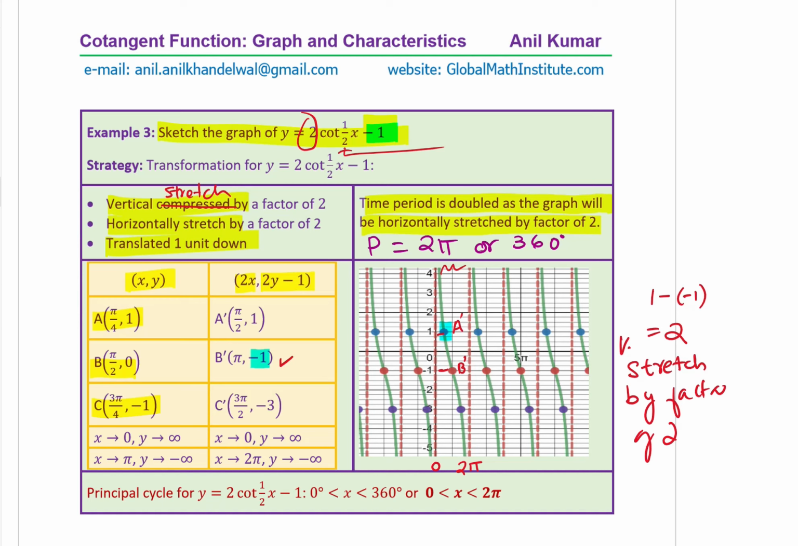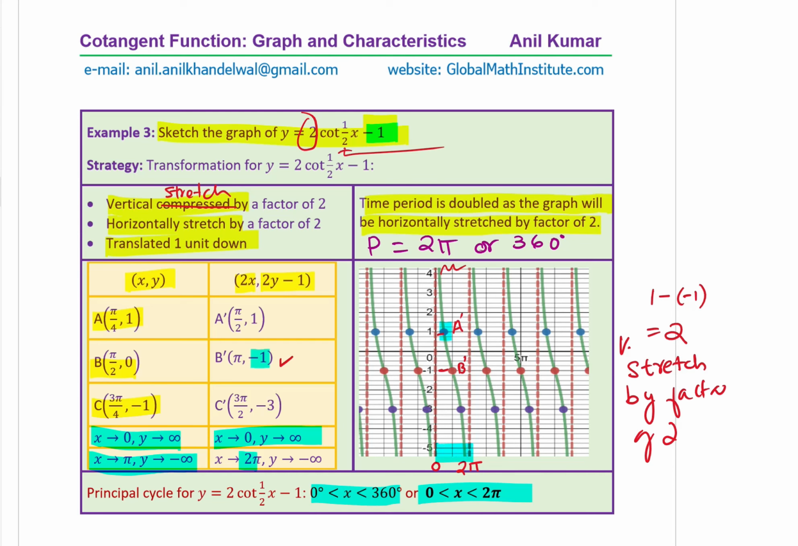Now let's look into the end behavior, which defines the vertical asymptotes. As x approaches 0, y approaches an infinitely large value. 0 times 2 is 0. Therefore, for the image, it is the same. But when x approaches pi, y approaches minus infinity. That pi gets multiplied by 2, and we get 2 pi. So when x approaches 2 pi, y approaches minus infinity, correct? So that is how this principal cycle will be doubled. It will be from 0 to 2 pi, or you can say from 0 to 360 degrees as shown here.